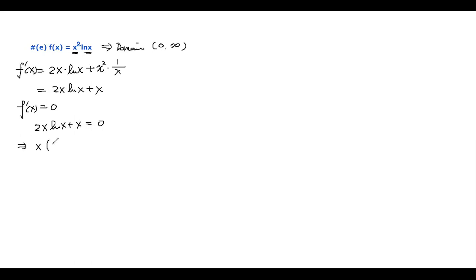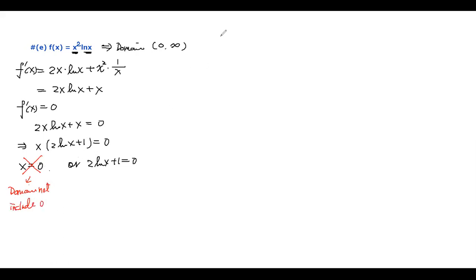Factor. Right, so this is x times 2 natural log x plus 1 equal to 0. So I know x equals 0 or 2 natural log x plus 1 equals 0. And in here, I know x cannot be equal to 0. Why? Because of the domain, right? The domain does not include 0.